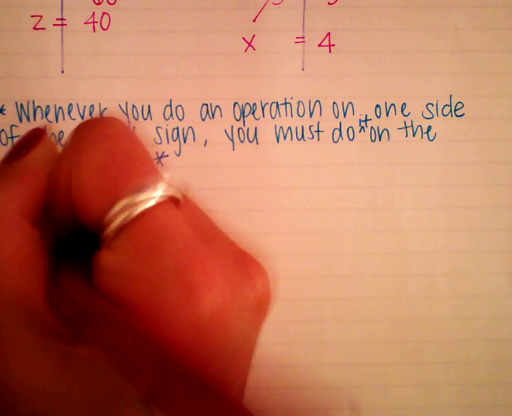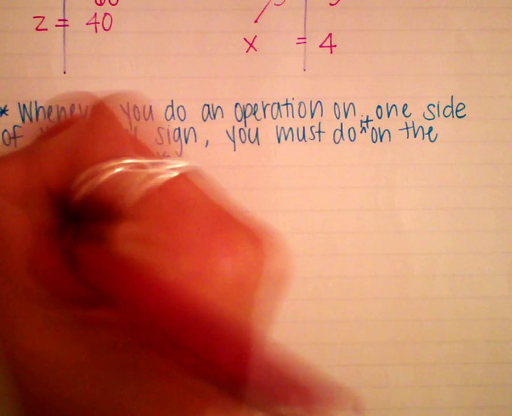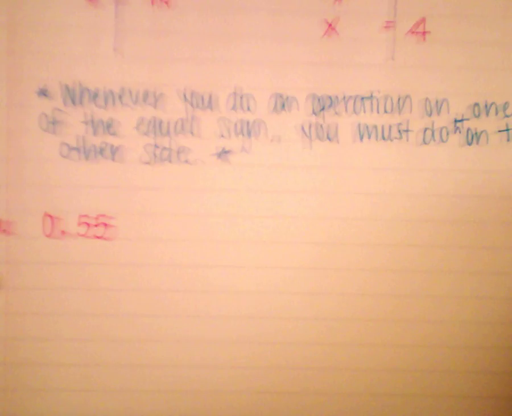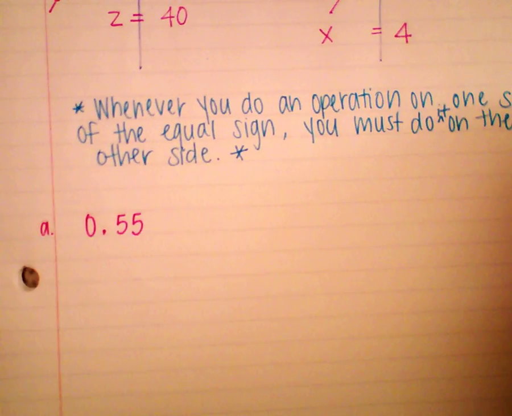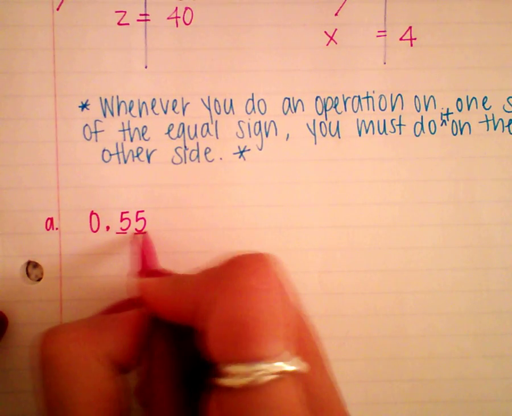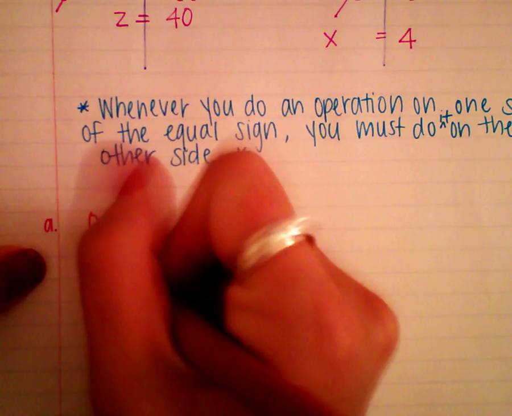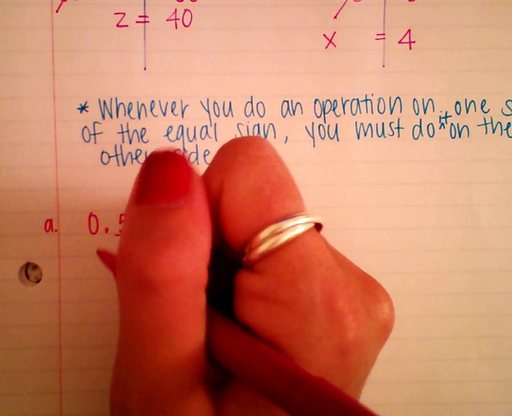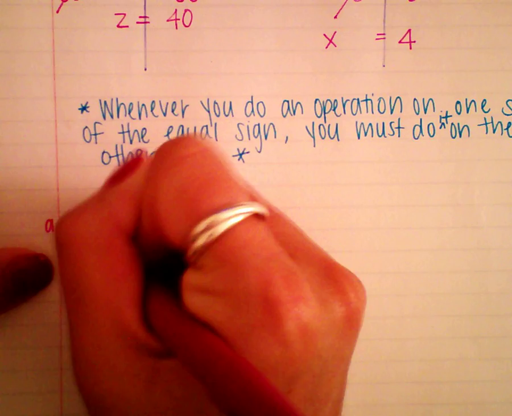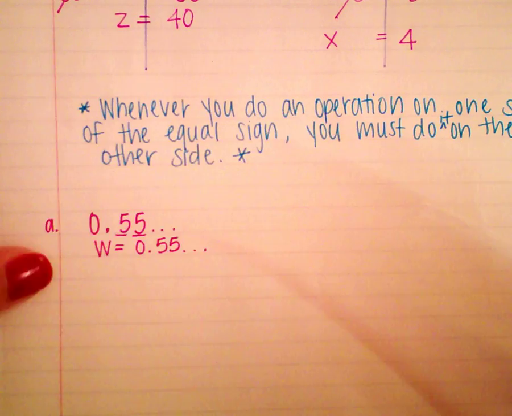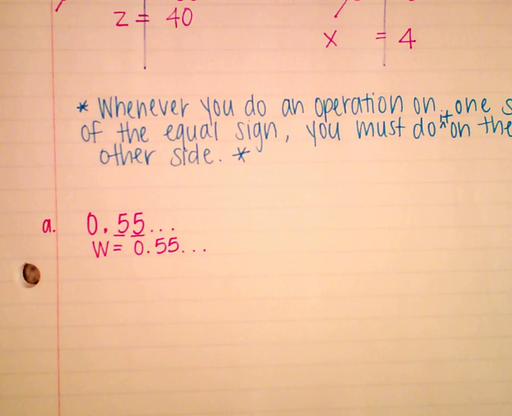Let's try 0.55. More properly said, 55 hundredths, right? Here's my tenths place, here's my hundredths place. So this is 55 hundredths. All right. So the first thing I need to do is set this equal to a variable. I'm going to stick with W, but Carlos, if you want to use C, go for it. All right, so W is equal to 0.55 repeating, and I know that this is repeating.